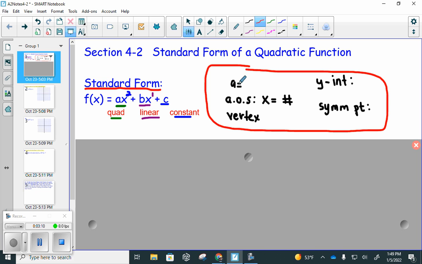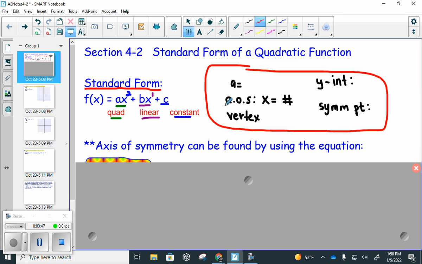You have to give me the A, the axis of symmetry, which is an equation x equals some number, the vertex, which is the starting point of the parabola, a y-intercept, which is a place where the graph crosses the y-axis, and the symmetric point. And so in a few minutes, I'll model to you a couple examples. We'll go through all the pieces so you know exactly what to do. Again, this section is 4.2, and we are learning how to graph quadratics, which are parabolas, when the problems are in standard form.